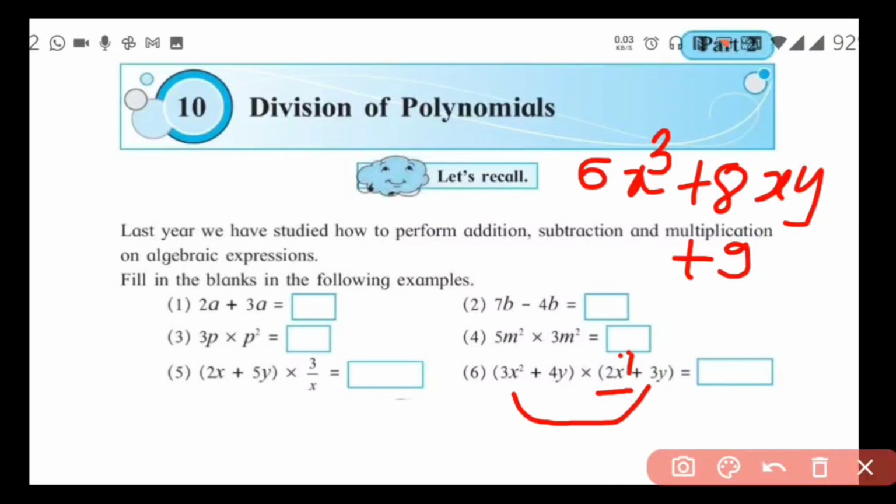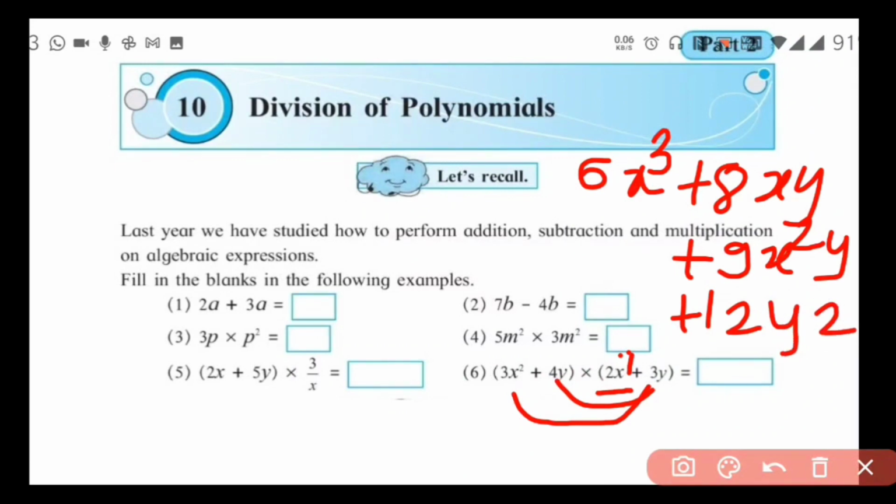Then x square into y will be x square y, because both are different variables, we cannot add their indices, so we have to write x square y. Now 3y into 4y, so 3 4s are 12, plus 12, and y into y will be y square. So in this way we will be getting the answer 6x cube plus 8xy plus 9x square y plus 12y square.